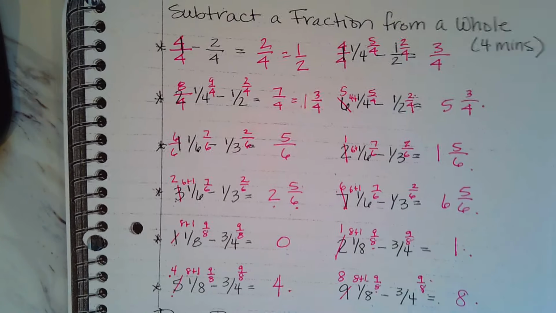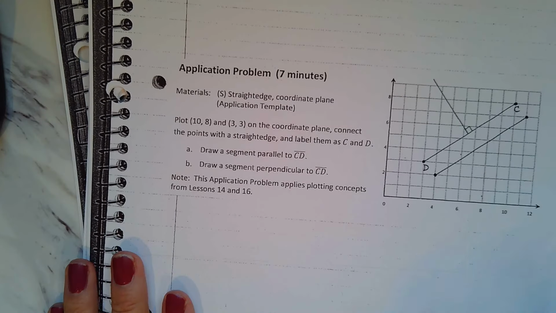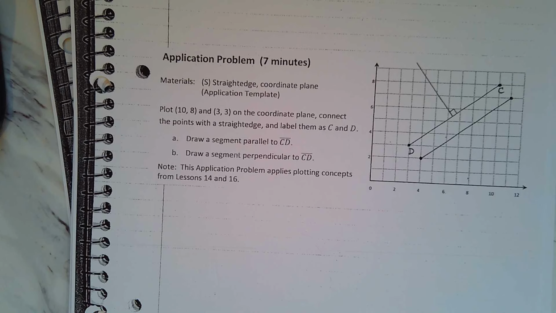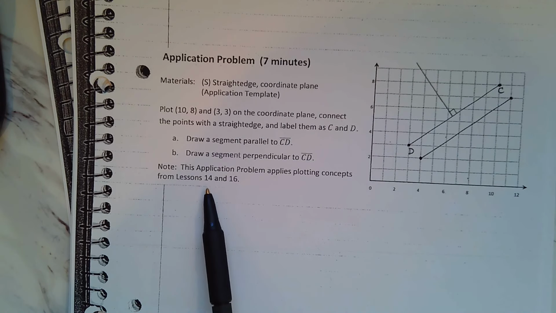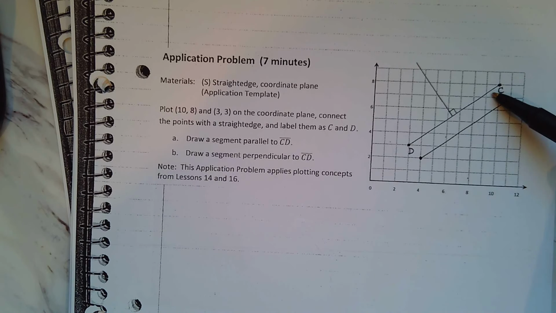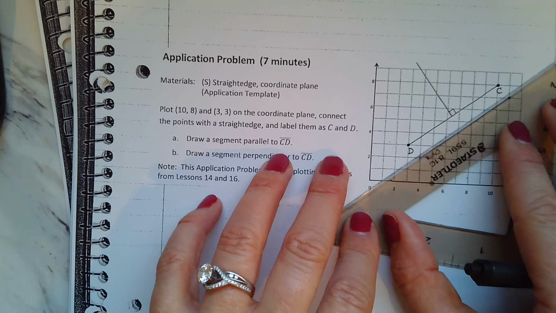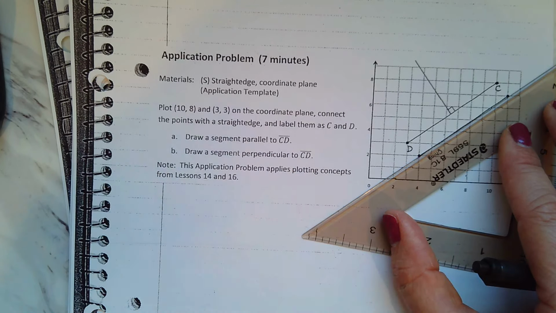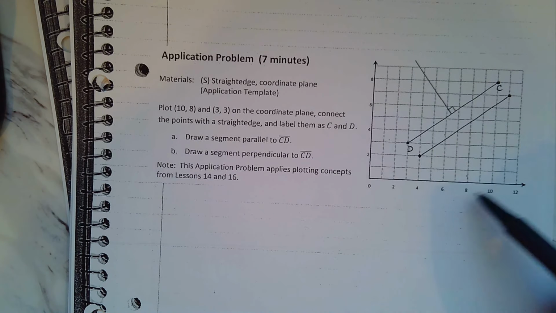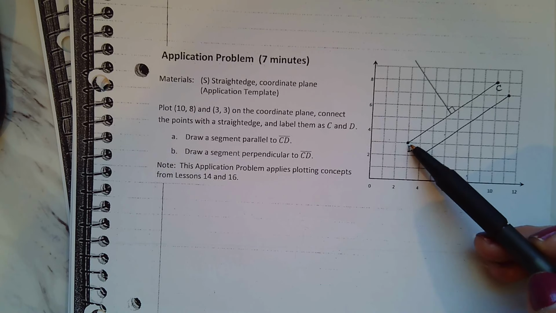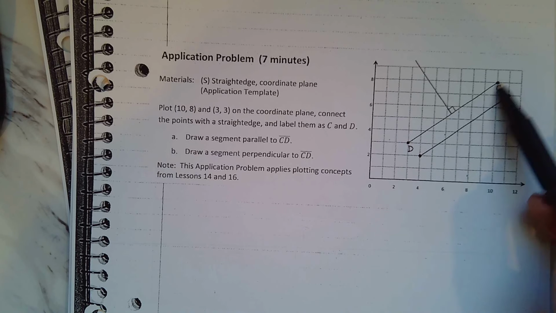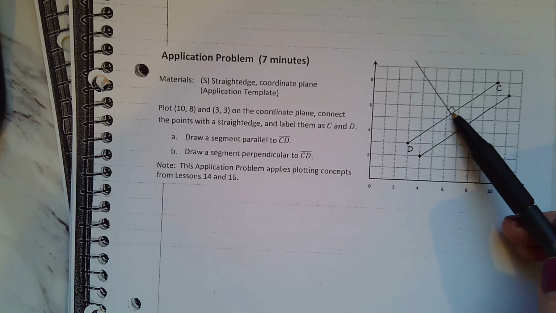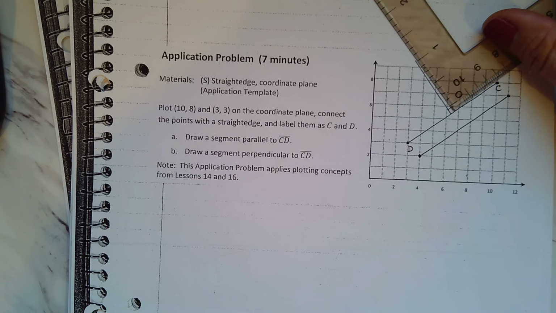So moving on, we have one last thing to talk about. It's our application problem. Now, we practiced with this in the last 2 lessons. So in lesson 14 and 16, we talked about perpendicular lines, and then parallel lines by moving our ruler, correct? All right, so here we plotted 10 and 8 and 3 and 3. And we labeled it C and D. So this is line segment CD. And then we drew a line segment perpendicular to CD. So that's as easy as using a set square to draw that perpendicular line.